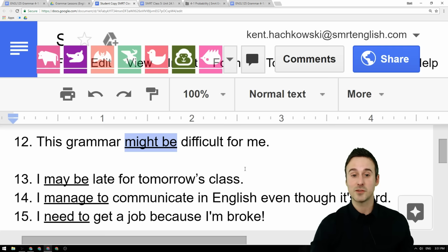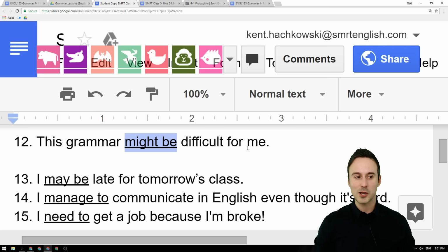How about this idea? Is it an everyday idea or is it a future idea? Because again, it says this grammar might be difficult for me. Now, if I'm talking about the future, what did I say to give you the idea of the future? Or maybe I didn't say anything. So what do you guys think it might be? Could it be both? I see a lot of people saying future.